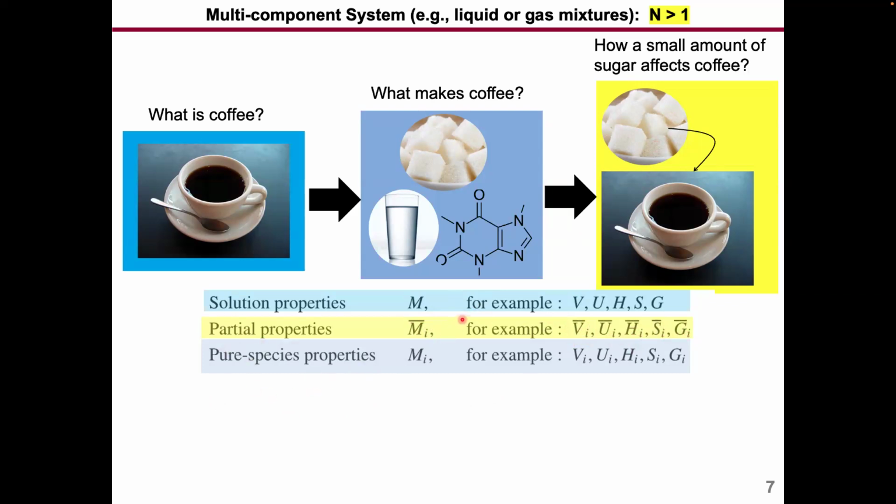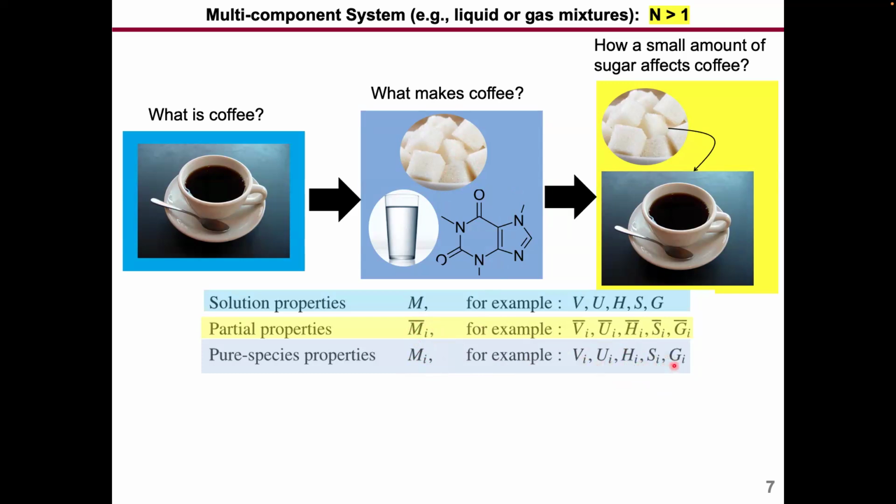And now, for making this mixture, we have pure sugar, pure liquid, pure caffeine, and then you mix everything together to form a solution. But if you isolate them apart into their original pure form before mixing, then we can talk about pure properties, right? For pure properties, we just use M_i without a bar on top. So these are molar properties of your pure species, V_i, U_i, H_i, S_i, G_i.